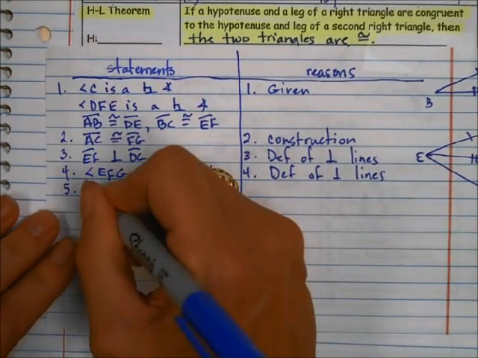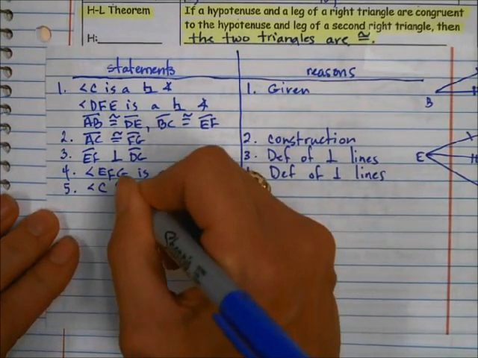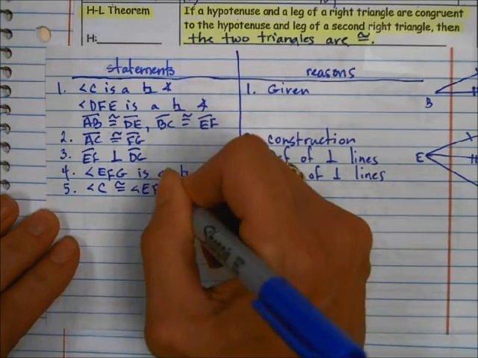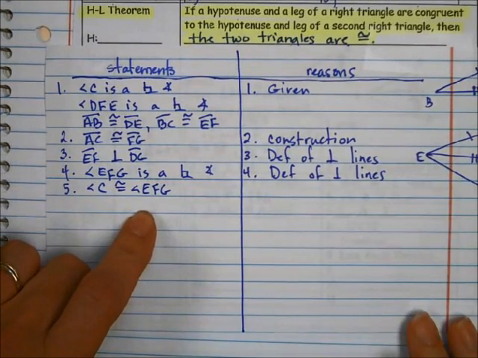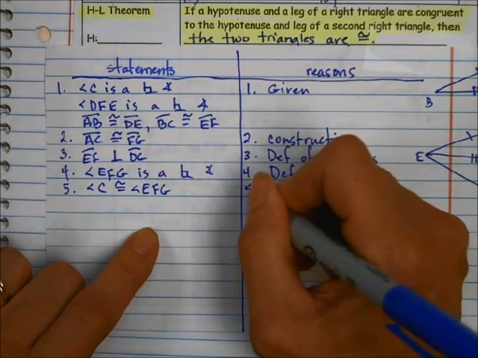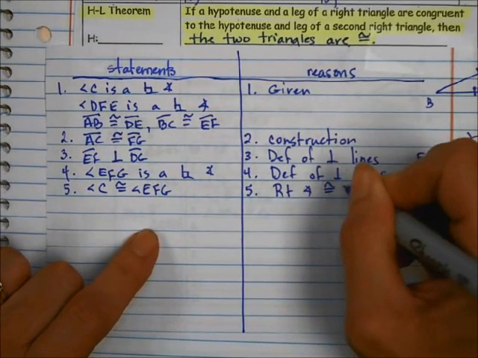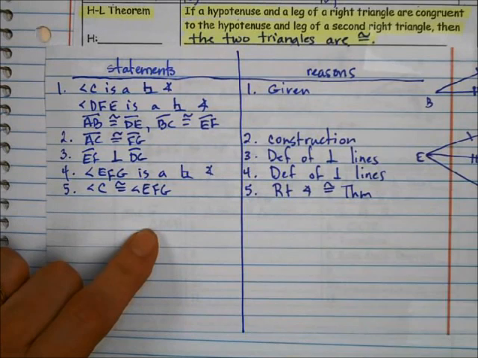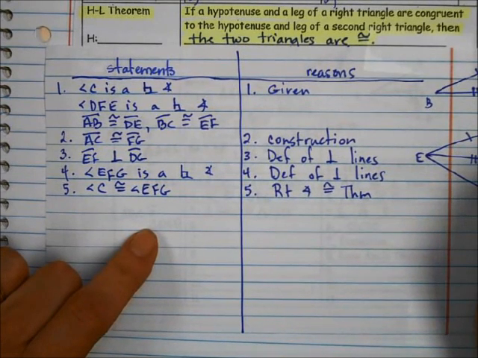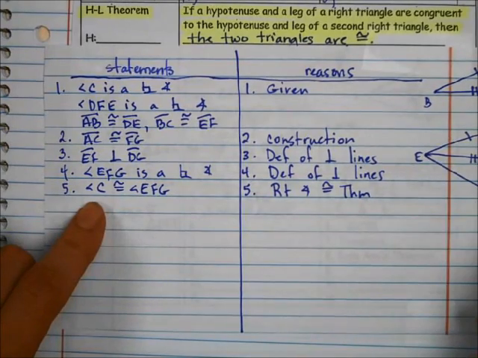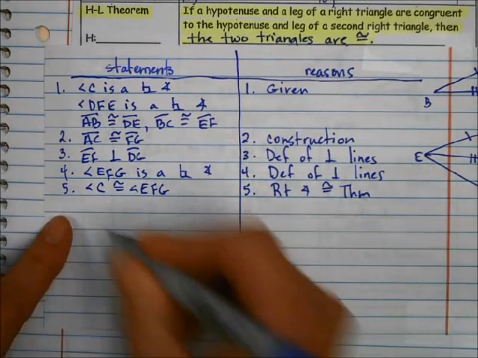Now you know that angle C is congruent to angle EFG, because all right angles are congruent. We know that by the right angle congruence theorem. So that's this angle right here is congruent to this one. So now we've got those are congruent.